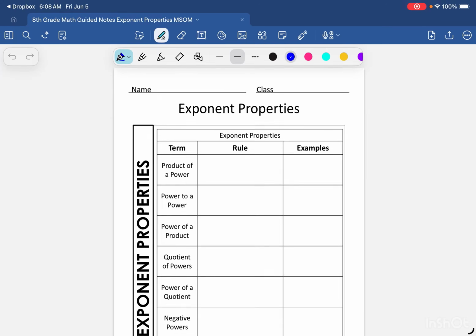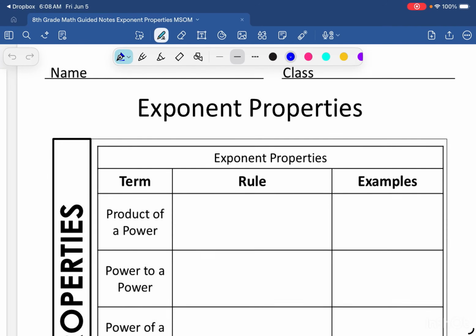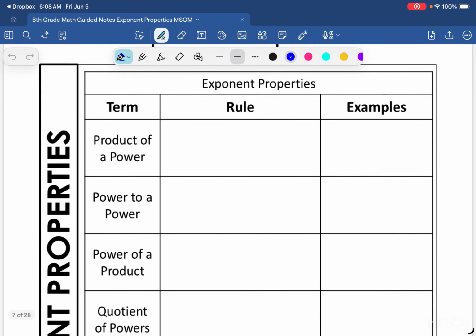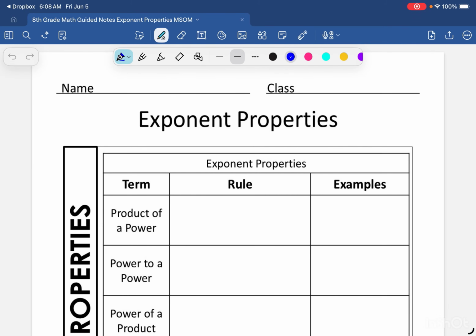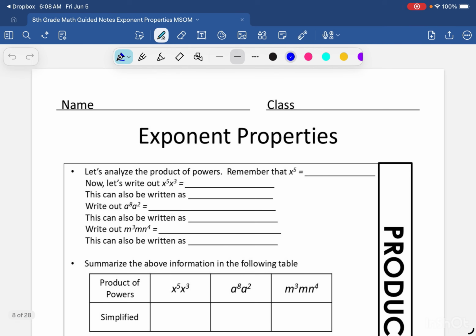Everyone, welcome to the Exponent Properties Guide and Notes. This is the first page of your notes. However, we're going to skip this page for now and go back and do it at the end. So let's flip to the next page.